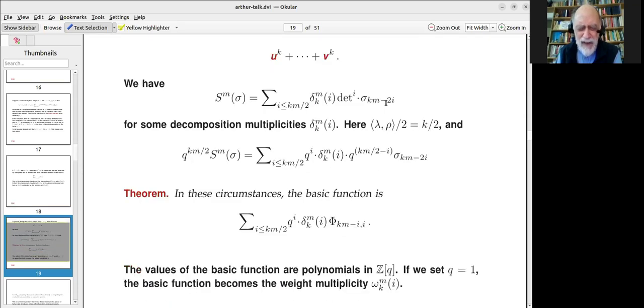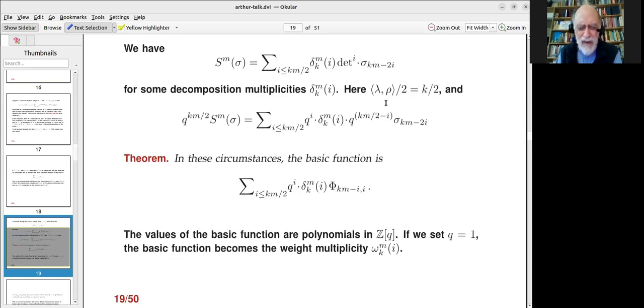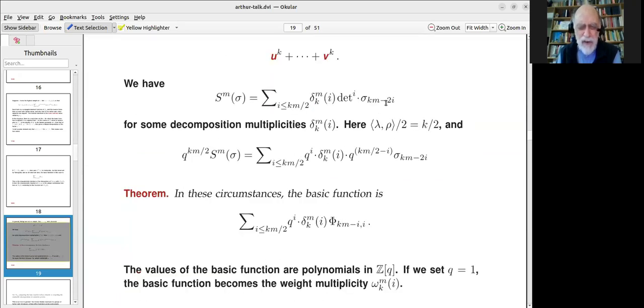And then I add in my normalizing factor of q to the km over 2, divided by 2 times the symmetric power. And I get a simple expression in terms of the delta function. And the basic theorem, which is very simple, very elementary actually in these circumstances, is that the basic function is then derived immediately from the decomposition multiplicities. And automatically you get certain powers of q which appear in that decomposition. So the basic idea is that once you have the decomposition of the symmetric power S^m, then you immediately get a formula for the basic function attached to that irreducible representation sigma.